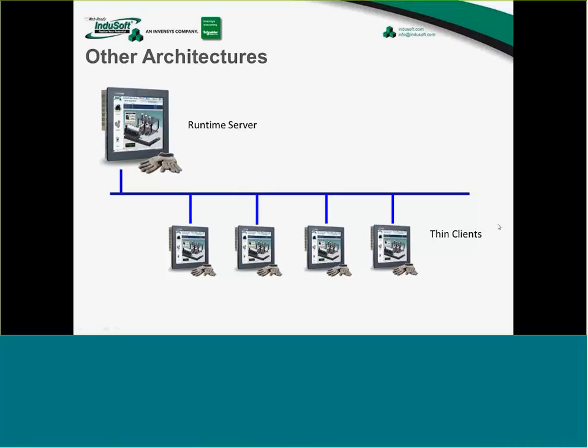Now take a second type of thin client, and this is more what's shown in this picture. Maybe there's a large machine or a large process or a long machine, and maybe you want a duplicate of that HMI somewhere else on that machine.